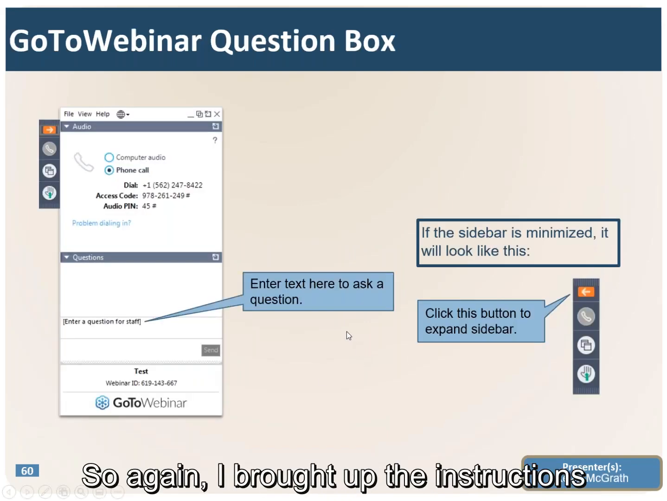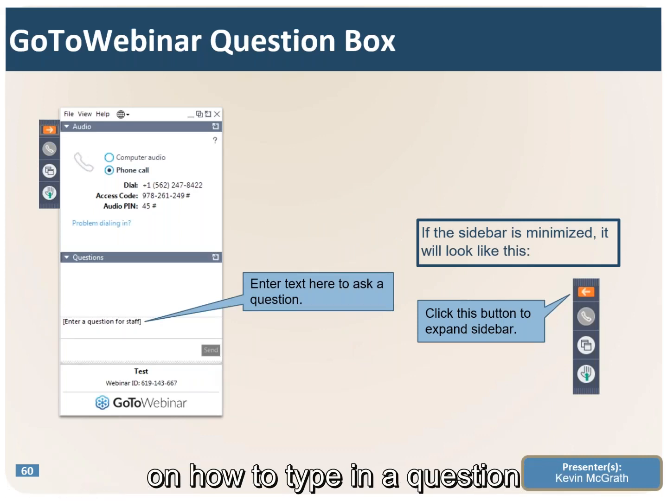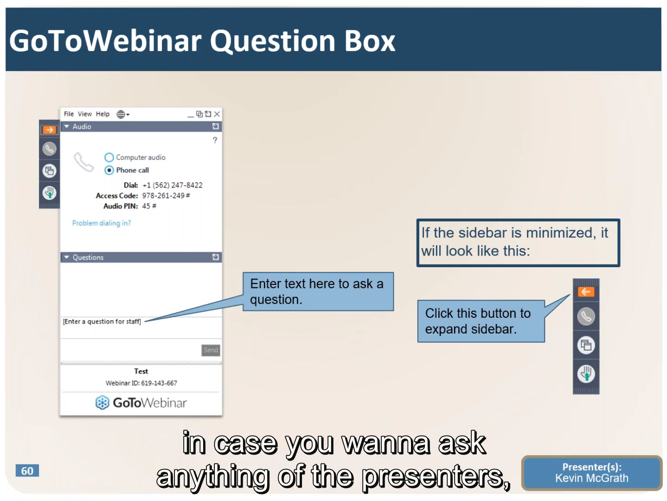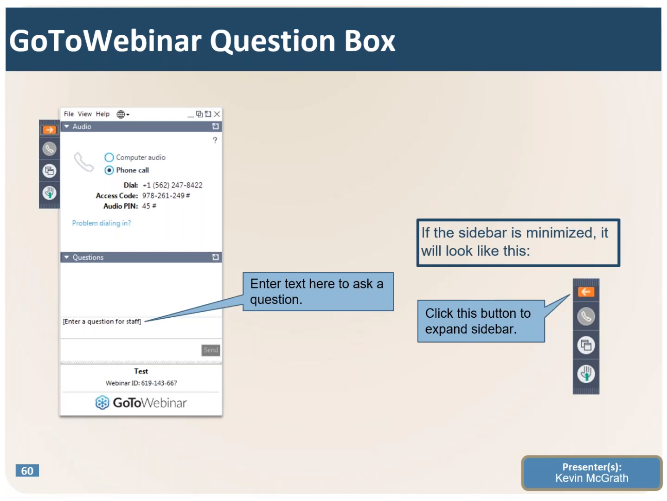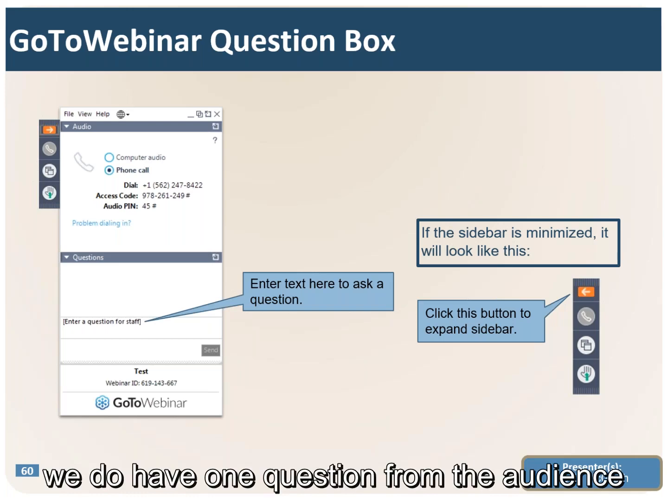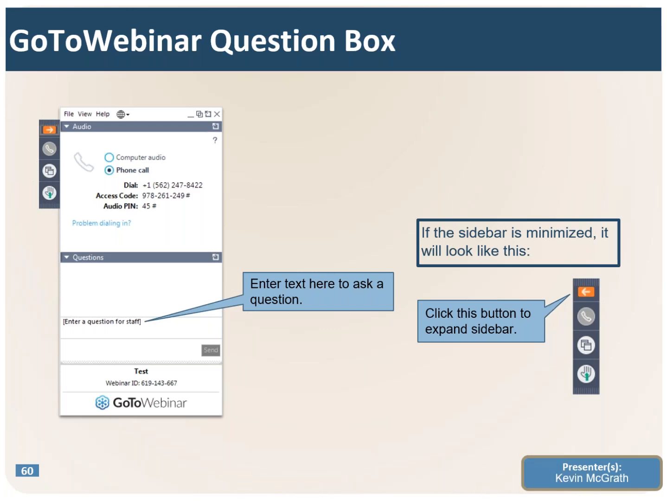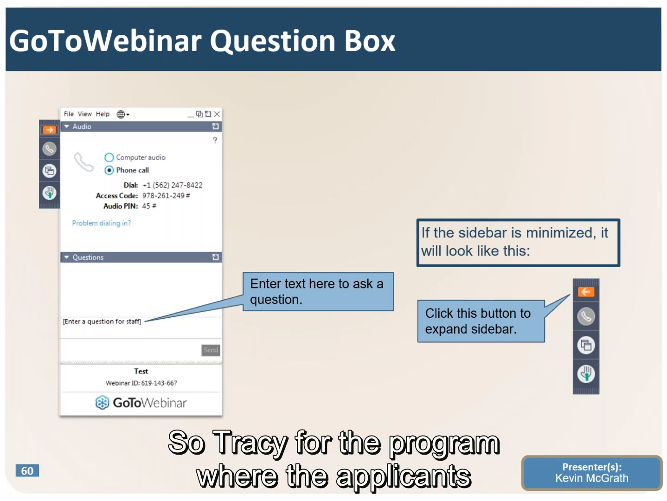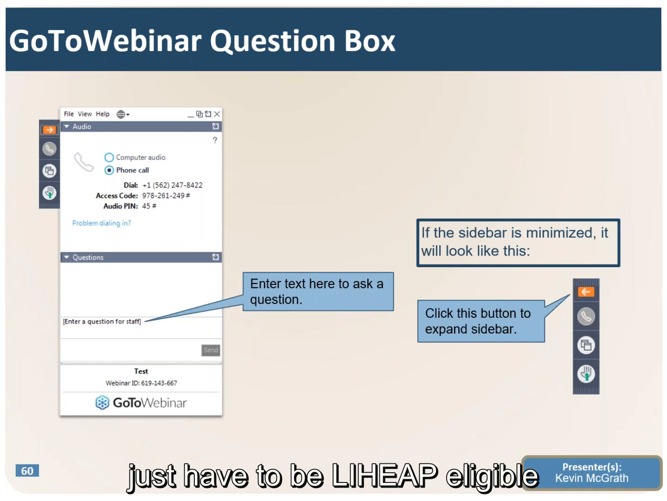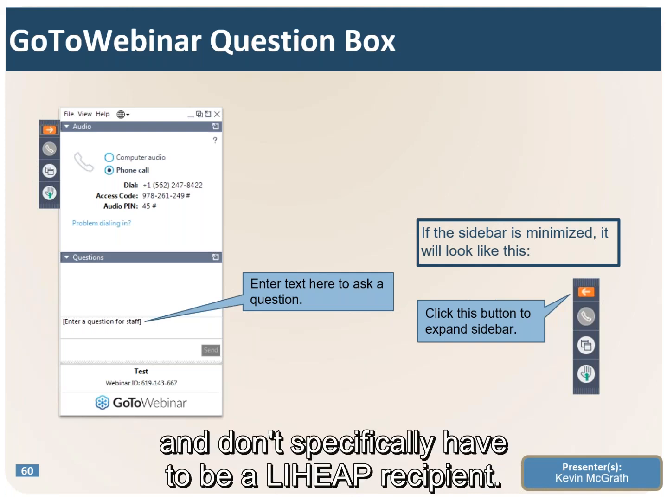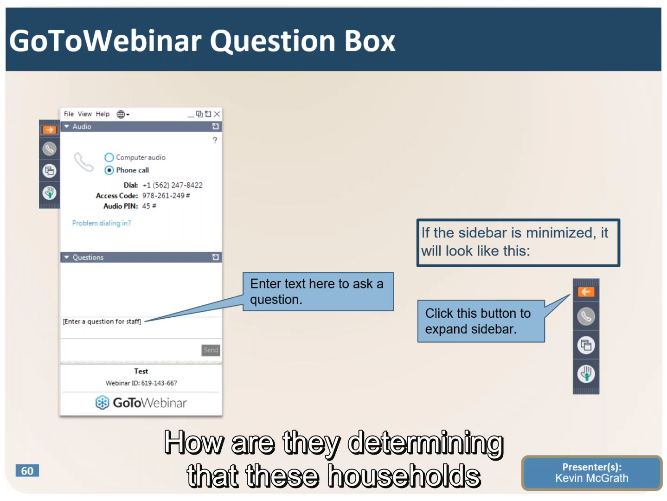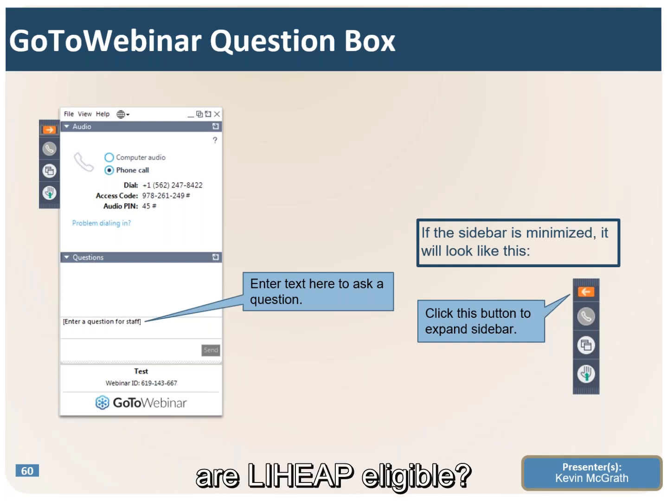Thanks, Brian. So again, I've brought up the instructions on how to type in a question in case you want to ask anything of the presenters. We do have one question from the audience that came in while you were presenting. This question is for Tracy. So Tracy, for the program where the applicants just have to be LIHEAP eligible and don't specifically have to be a LIHEAP recipient, how are they determining that these households are LIHEAP eligible?